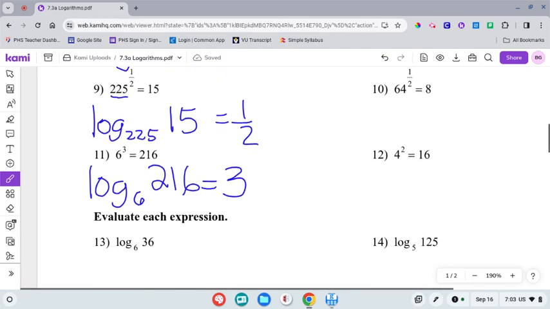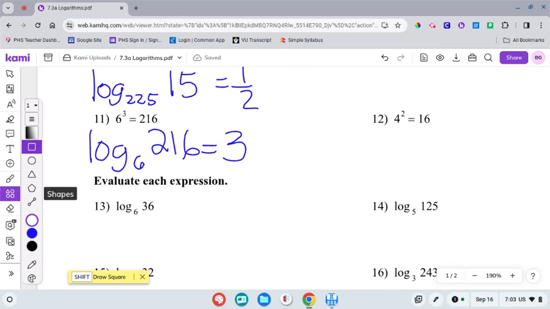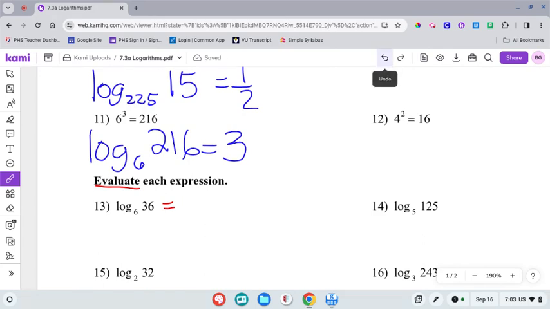Now, we have to evaluate. Evaluate means find the value. So the answer to number 13 is going to be a number. If you're trying to do this without a calculator, I would just write it as an equation. Maybe it makes more sense to leave it as a square. Log base 6 of 36 equals a square. We can treat these exactly the same way as all the others.